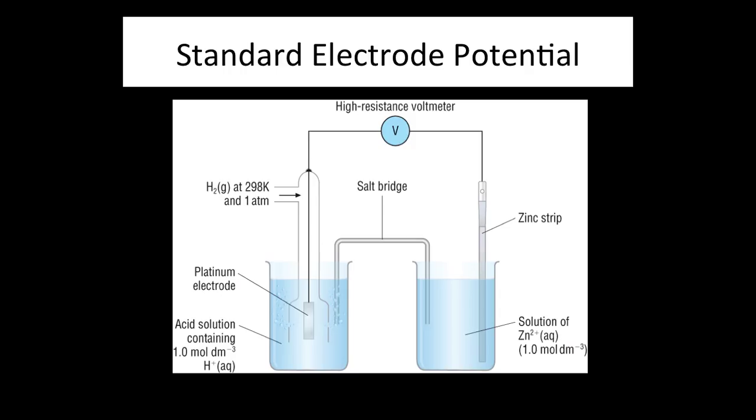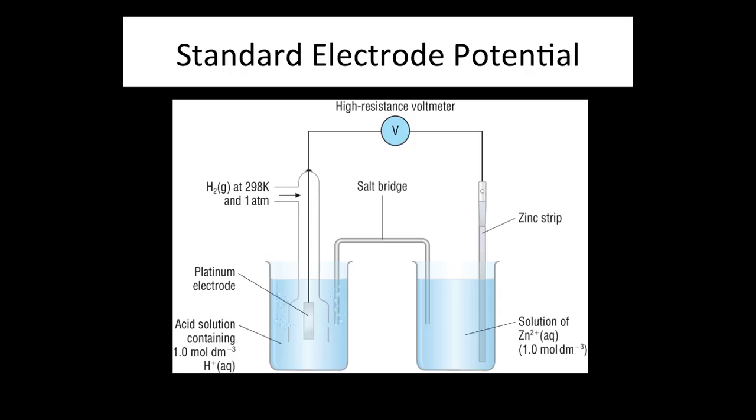The zinc has a greater tendency to lose electrons compared to hydrogen. The surface of the zinc electrode becomes more negative than the hydrogen electrode because there will be a greater buildup of electrons as zinc atoms turn into ions. The voltmeter measures the difference in charge between these 2 electrodes.